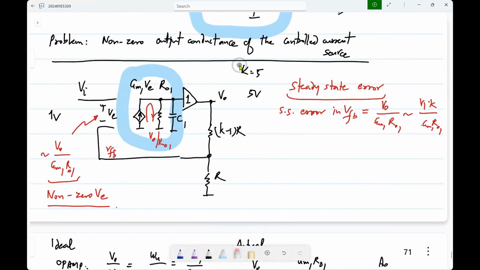Okay. Any questions here? So again, very simple circuit. The transfer function is first order, but again, the important thing is to understand what's going on inside the circuit. Okay.